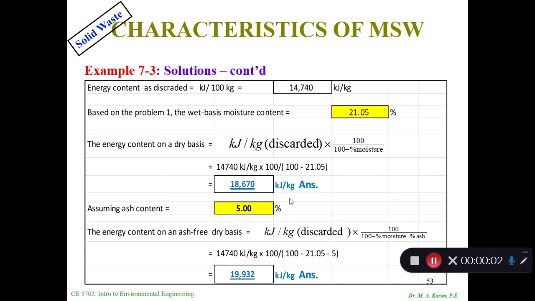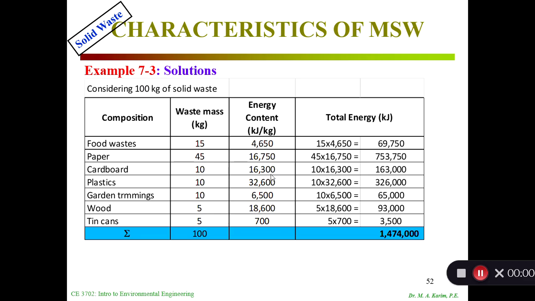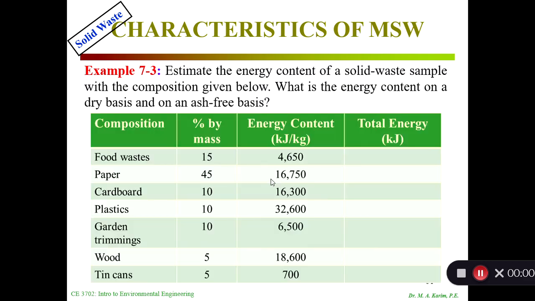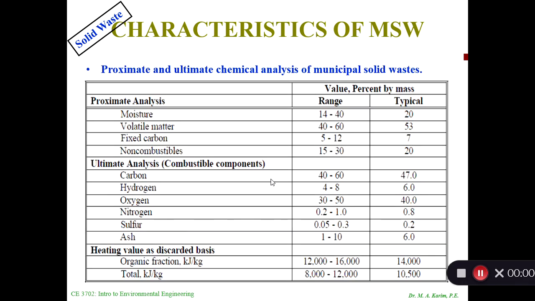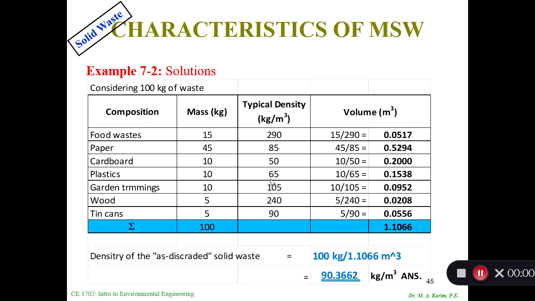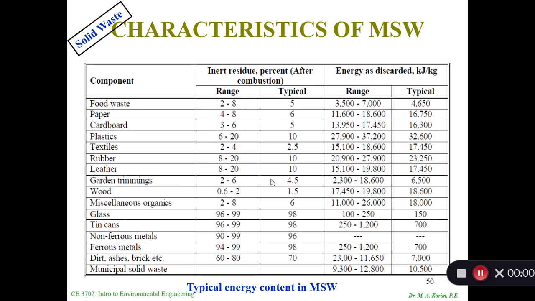So I think we stopped at this slide when I was discussing this. Then I could not show you exactly the energy content there, like how I got this 4650 and other things. I think I have the table now. Let me see, where is the table. So I think this table is somewhere around here. Yeah, here is the table: food waste has a typical energy content of 4650 kilojoule per kg and so on. So that's where I got the data for this one.